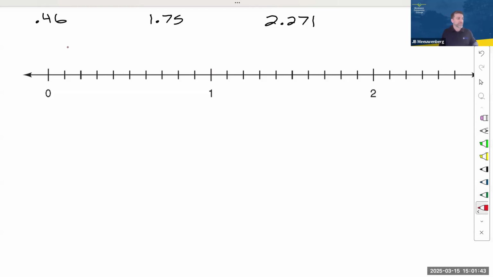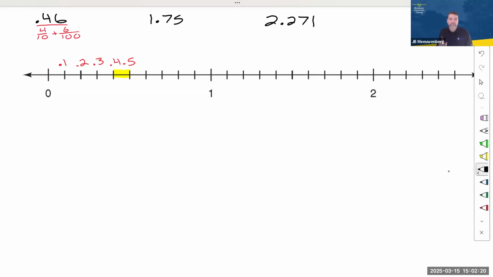So the first one, 0.46. If we look between 0 and 1, each of the segments between them are going to be our tenths. So this will be 0.1, 0.2, 0.3, and 0.4, and 0.5. 1/10, 2/10, 3/10, 4/10, 5/10. 0.46 is 4/10 plus 6/100. So we know it's going to be between 0.4 and 0.5, right? It's going to exist somewhere in there.